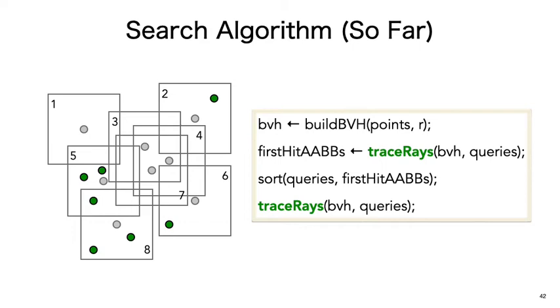And this is the pseudocode for that. We would first build the BVH and trace all the rays once to find the first hit AABBs, and use the first hit AABBs as the key to sort the queries, and then launch the ray tracing the second time.